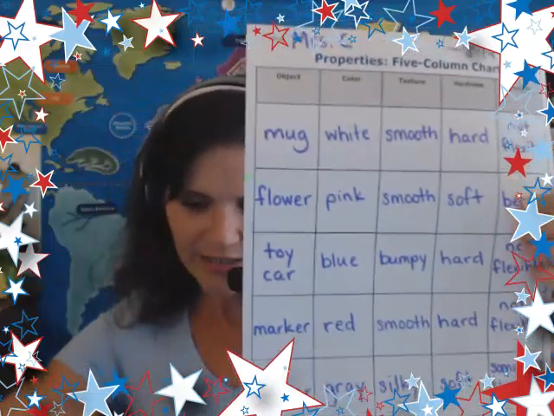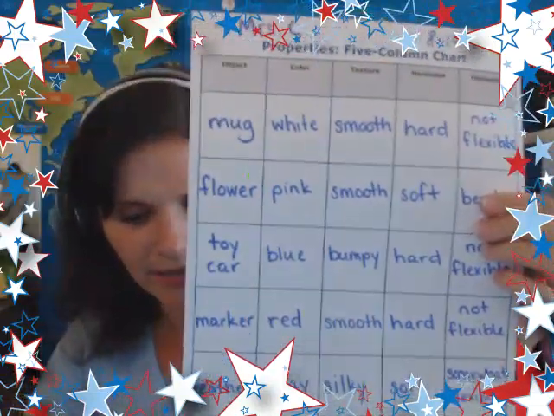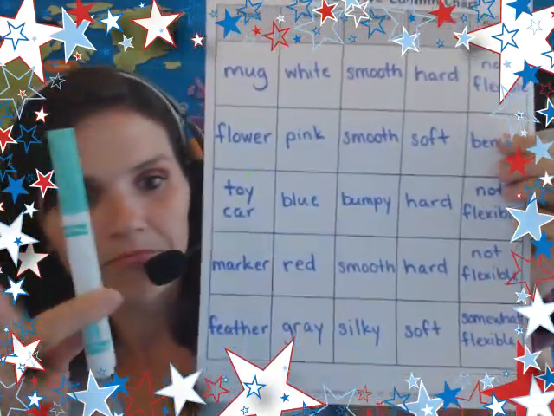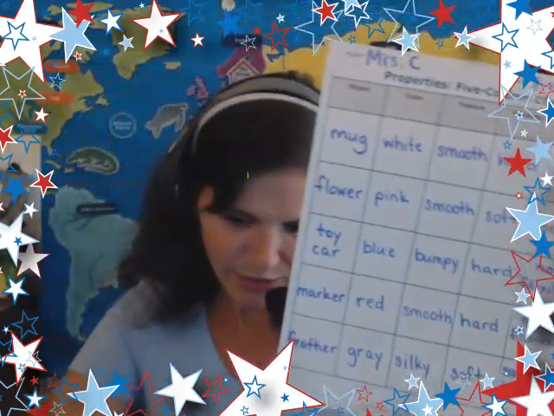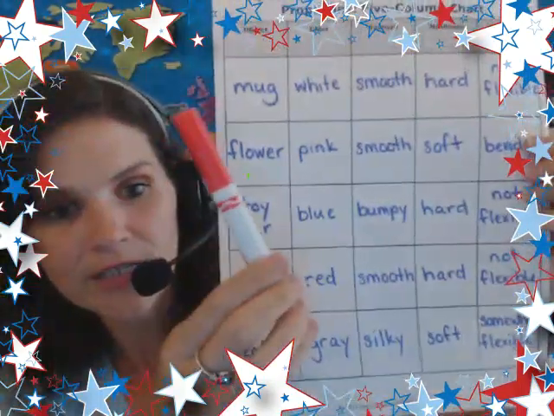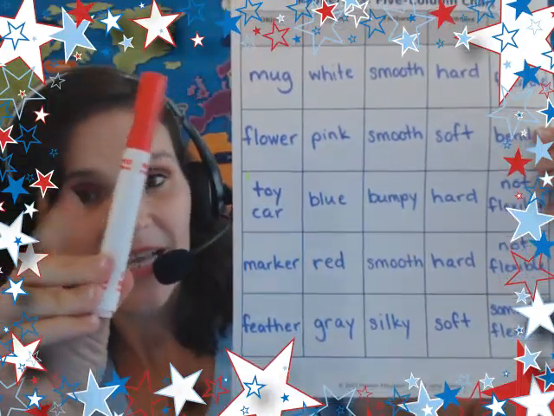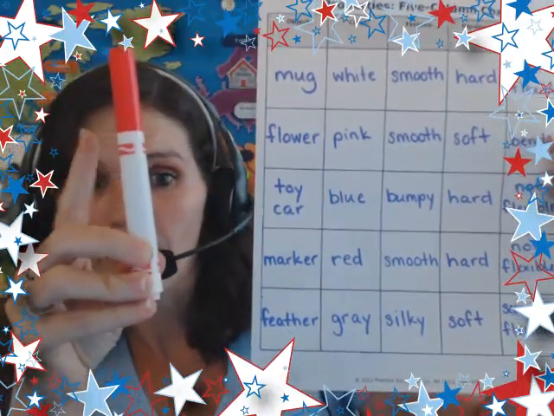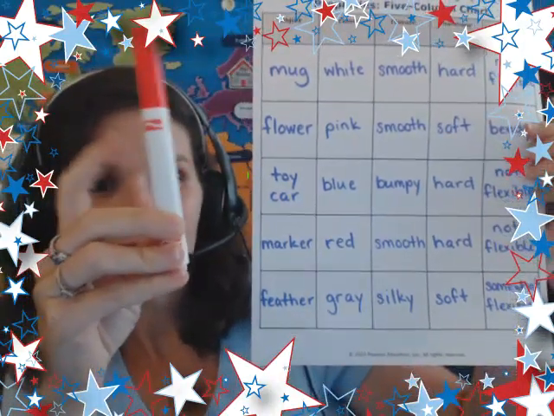For my marker, I just used one of the ones that I was already using. Here it is. It doesn't matter. Oh, well, it does matter. I didn't use that green one. I used a red one. So the only one it's really going to be different is the color. So for the one that I used, it was red. It's very smooth, right? There are no bumps on it. It is hard. I can tap on it and it won't break. And it's not flexible. There's no way it's going to bend either.